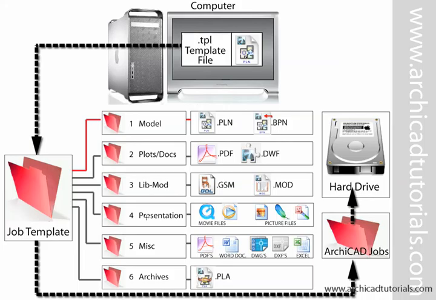Then a fourth folder for any presentation material associated with this particular project. So you've got QuickTime movies, AVIs, pictures, Photoshop files, JPEGs, bitmaps, whatever. And then another folder, number 5, is for miscellaneous items that correspond with this job. You've got PDFs, Word documents, DWGs that you might get from engineers, Excel spreadsheets, DWFs, any sort of document that is associated with this project.